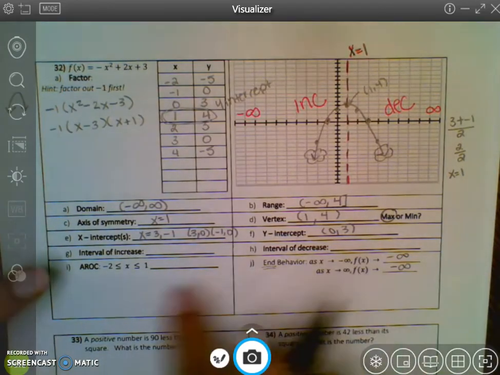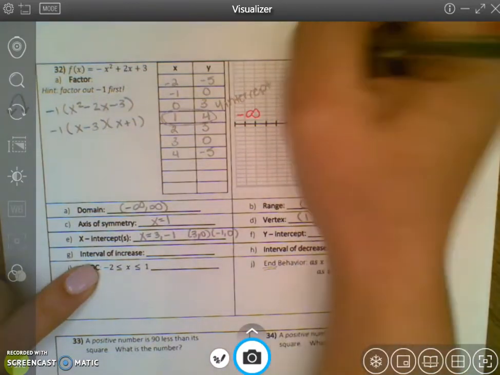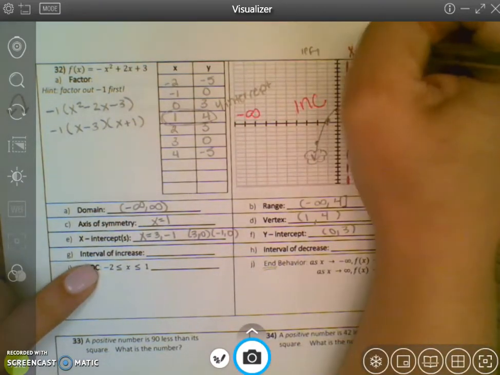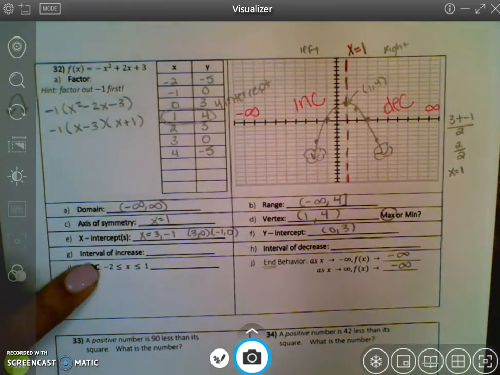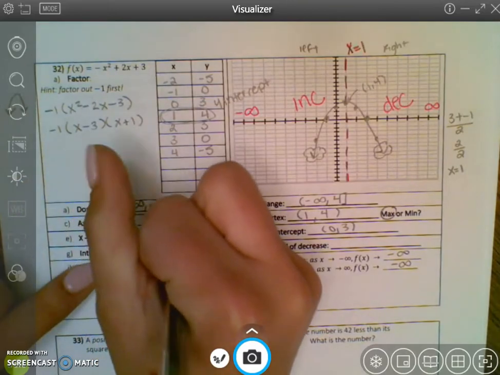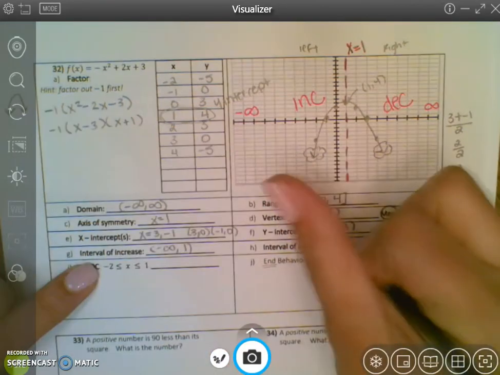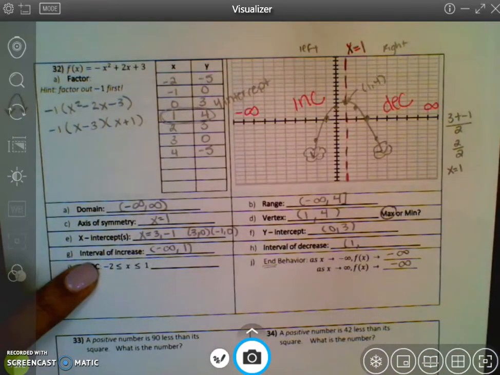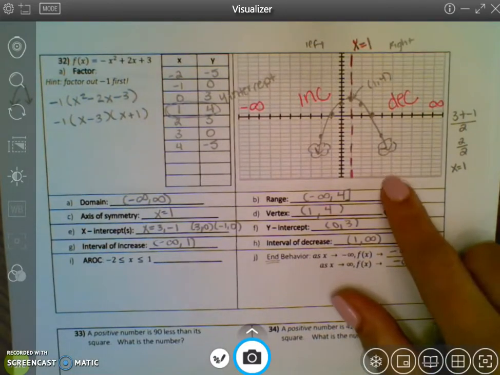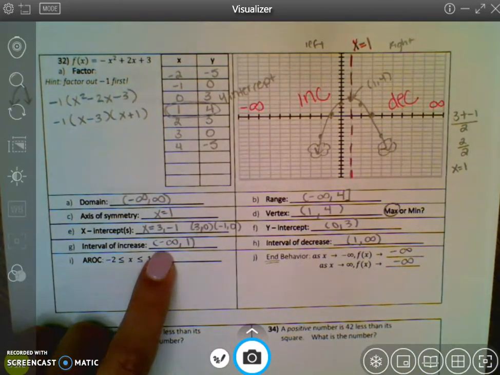So interval of increase is the left side. Remember, we're splitting into left and right side. This is the left side, and that would be the right side. We're splitting it down the middle. So interval of increase starts on the left side, which is negative infinity, goes to the axis of symmetry, 1. Then decreasing is the right side, which means 1 to infinity. If I'm looking at the right side, the infinity has to be on the right. If I'm looking at the left side, the infinity has to be on the left.